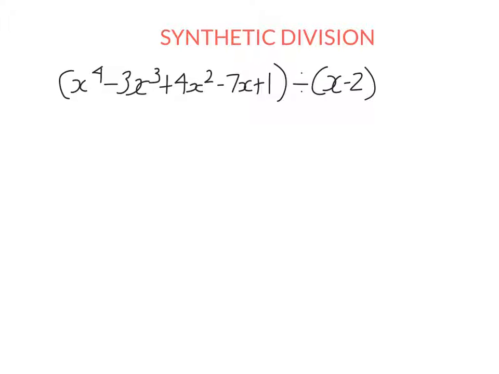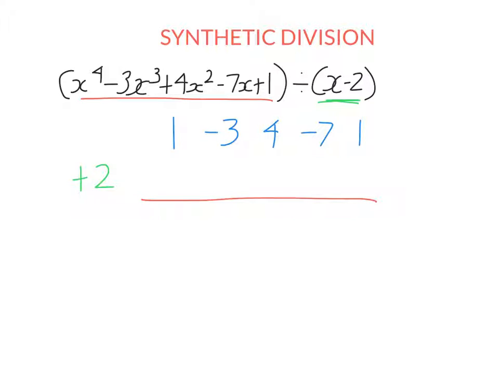Here we have a degree 4 polynomial divided by a linear factor. To do synthetic division, we just write the coefficients of our original degree 4 polynomial. Those coefficients are 1, minus 3, 4, minus 7, 1. Five coefficients means it's a degree 4 polynomial. Now we look at the root of our linear factor, x minus 2. What's the value of x that would make this equal 0? That's of course positive 2. So we put the positive 2 down here.